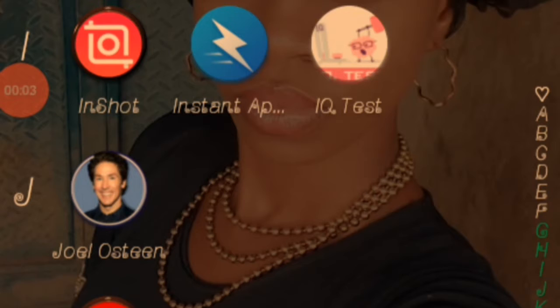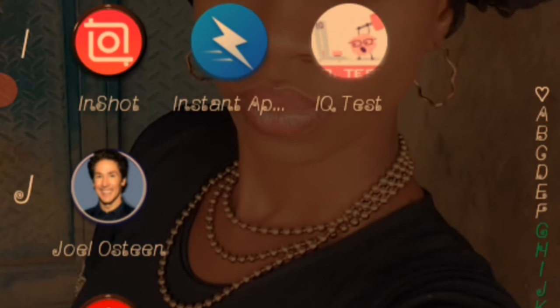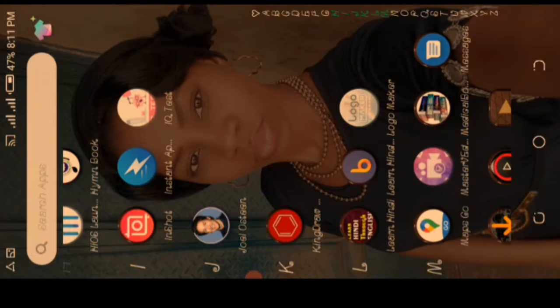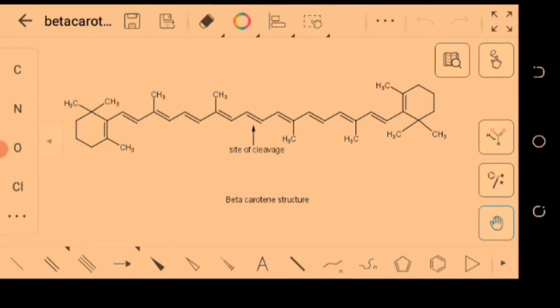Okay, so in this video I would also be showing you what the beta carotene structure looks like and probably how to draw the beta carotene structure. To do this, I'll be using an app called King Draw. I downloaded this app when I wanted to do this tutorial, and I found it a very amazing app when it comes to drawing chemical structures. I drew this as an example. This is the beta carotene structure. I drew it with the app.